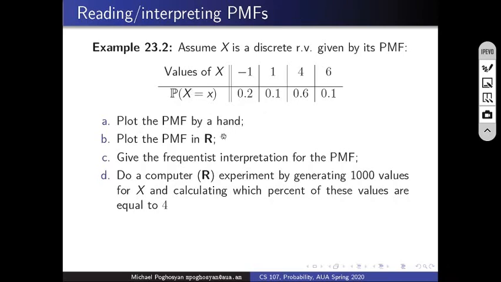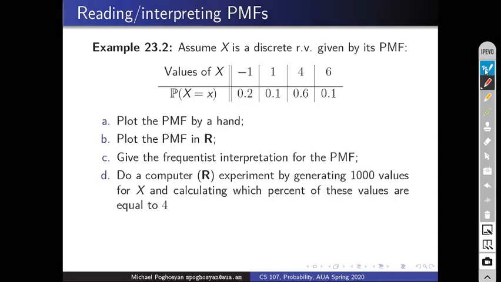First, the problem is asking to plot the PMF by hand. Then the problem is asking to plot the PMF using R software. Then the problem is asking to give the frequentist interpretation for the PMF, which I will give. And then to do a computer experiment by generating 1000 values for x and calculating what percent of these values are equal to 4. So how many 4s we will have when generating 1000 times the values of x. Let's solve this problem gradually.